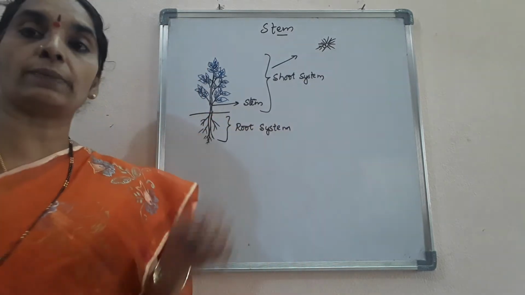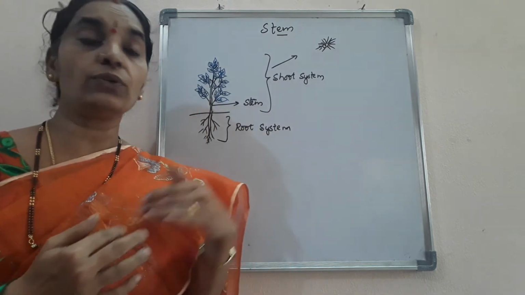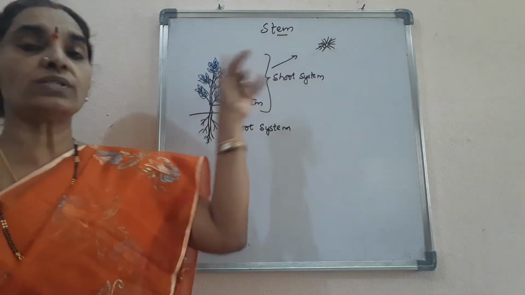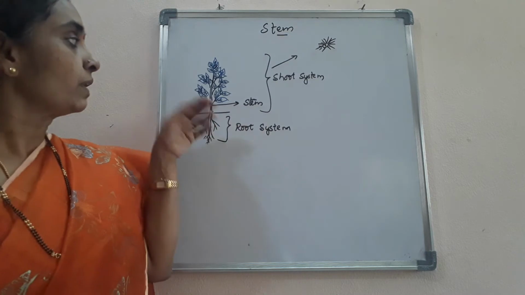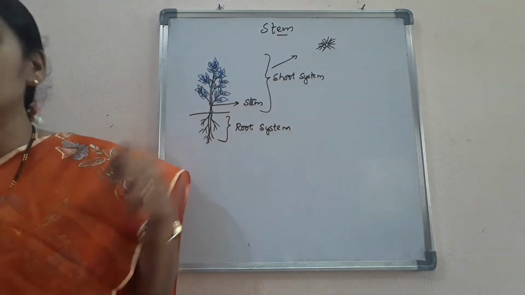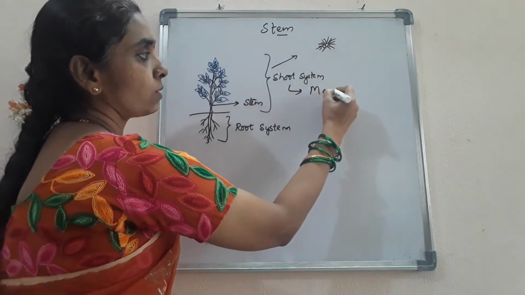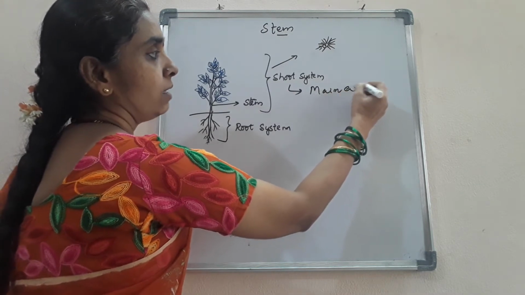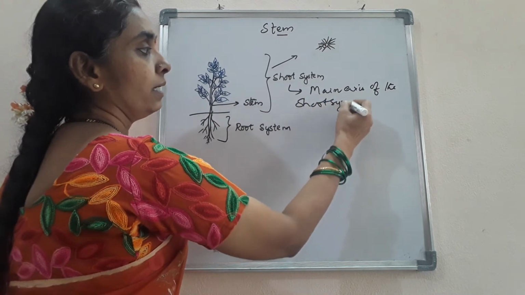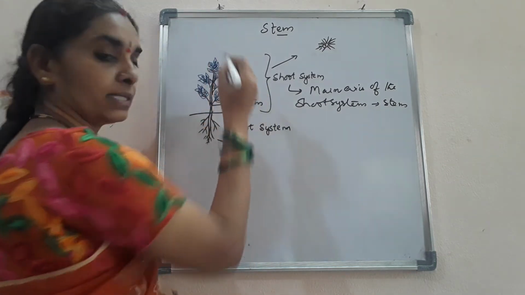Now coming to the stem. Stem basically forms above the soil. You can see the stem part above the soil. It forms the shoot system of the plant. So the stem belongs to the shoot system. The main axis of the shoot system is called the stem. Okay, children, so this is the stem.